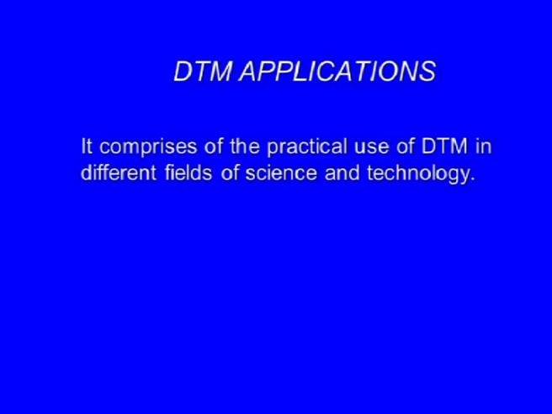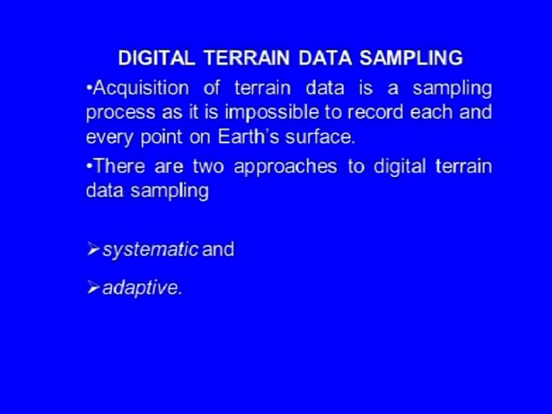DTM applications comprise the practical use of DTM in different fields of science and technology. Let us look at the digital terrain data sampling. Acquisition of terrain data is a sampling procedure, and it is impossible to record each and every point on the earth surface. So, there are two approaches to digital data sampling. First is systematic and the second is adaptive.